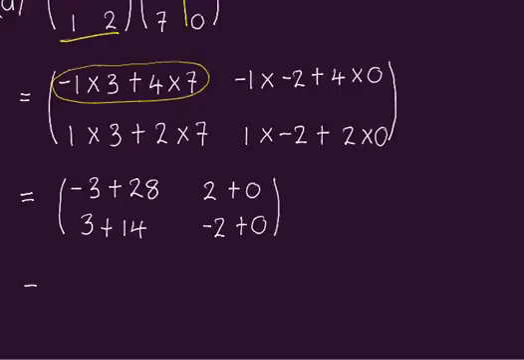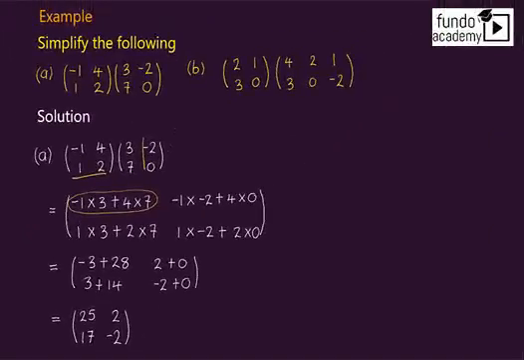And we can simplify this to get minus 3 plus 28 gives us 25. 2 plus 0 gives us 2. 3 plus 14 is 17. And negative 2 plus 0 is negative 2. And we now have a solution. That's the answer right there for part A.